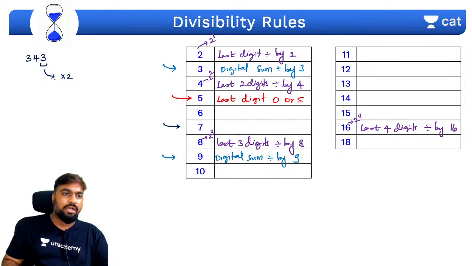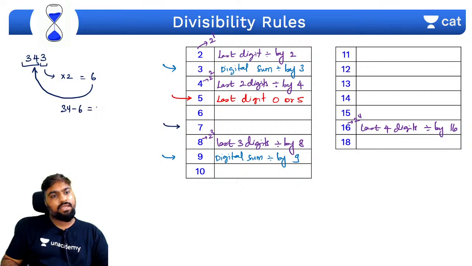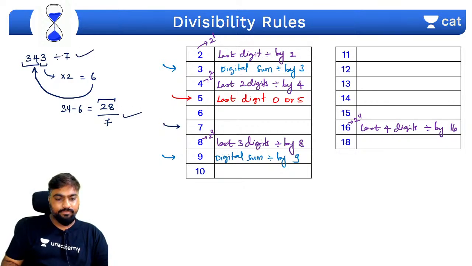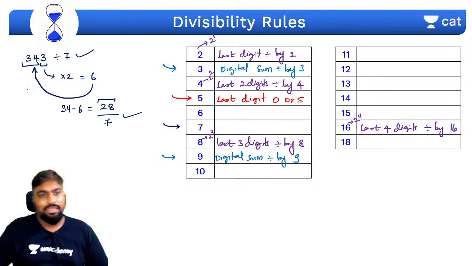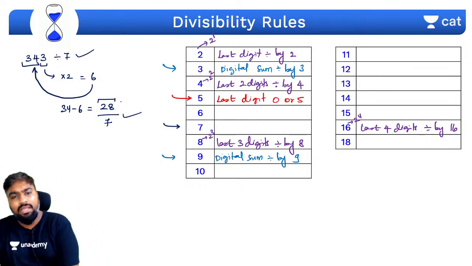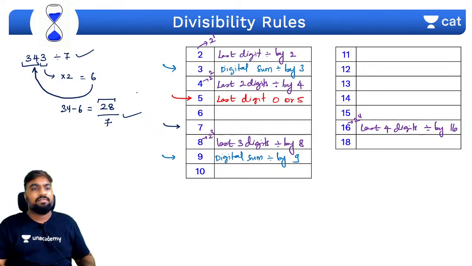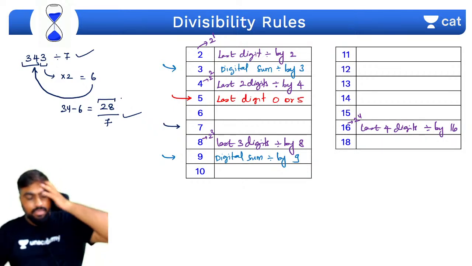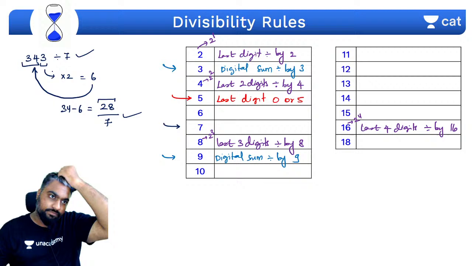तो इसका जो double होगा 3 twice is what? 6. Subtract 6 from the rest of it. 34 में से 6 को subtract करो. So 34 minus 6 is what? 28. If 28 is divisible by 7, then 343 will also be divisible by 7. Are you able to follow this? It's a little weird, not extremely useful, but sometimes it may be of some help. Yes, कभी कभी ये कुछ help कर जाता है, otherwise it becomes very difficult.